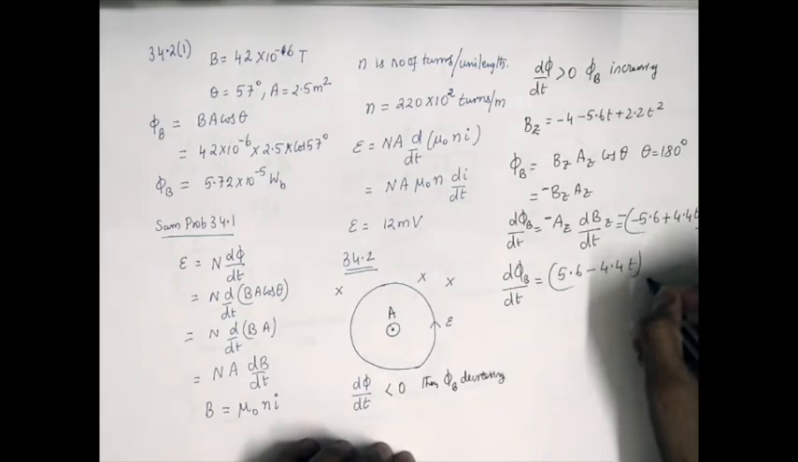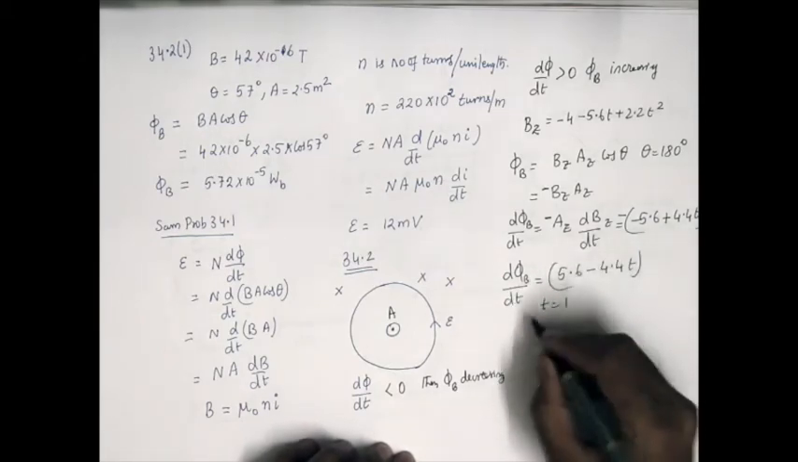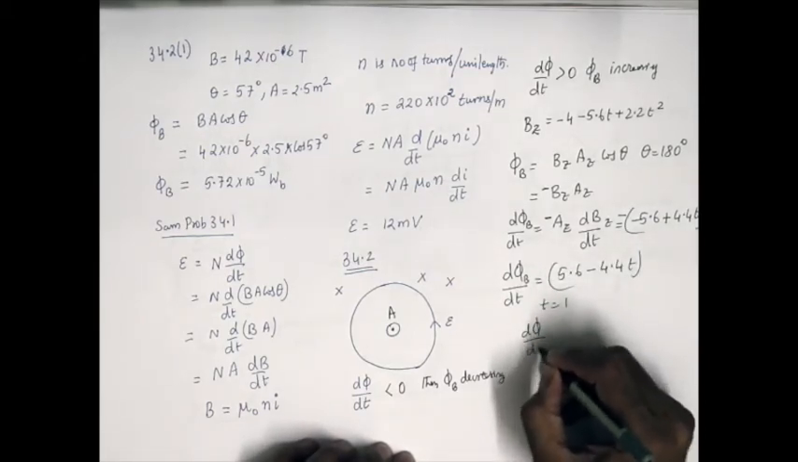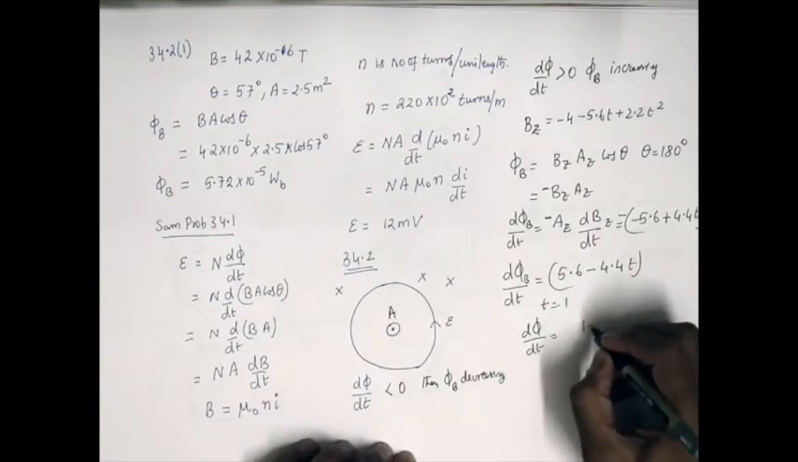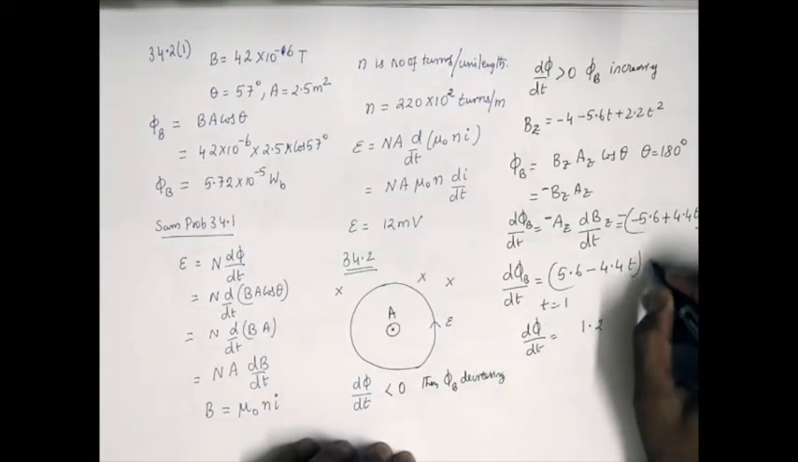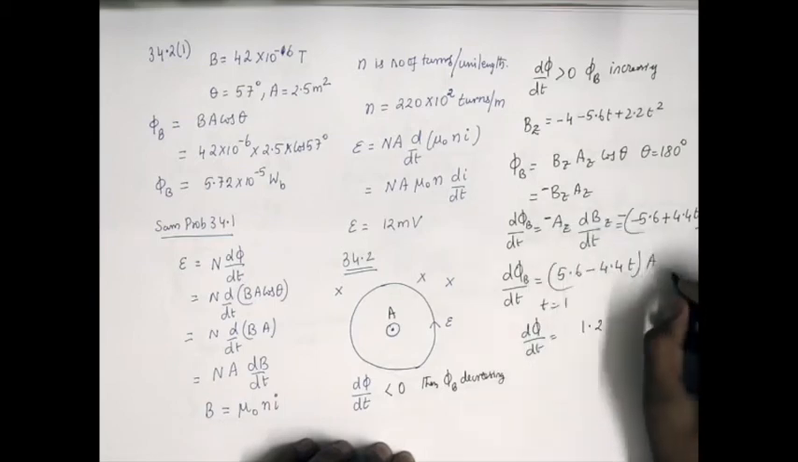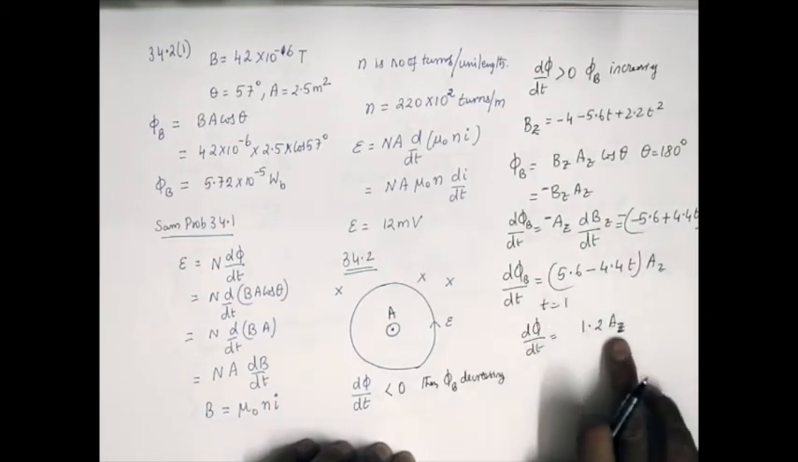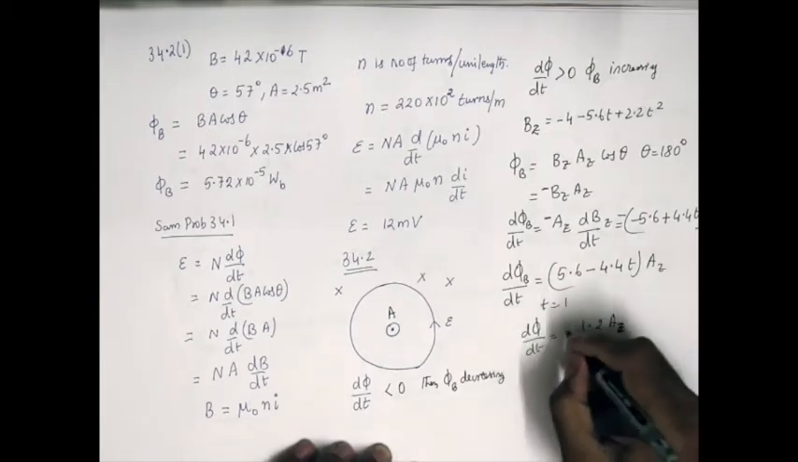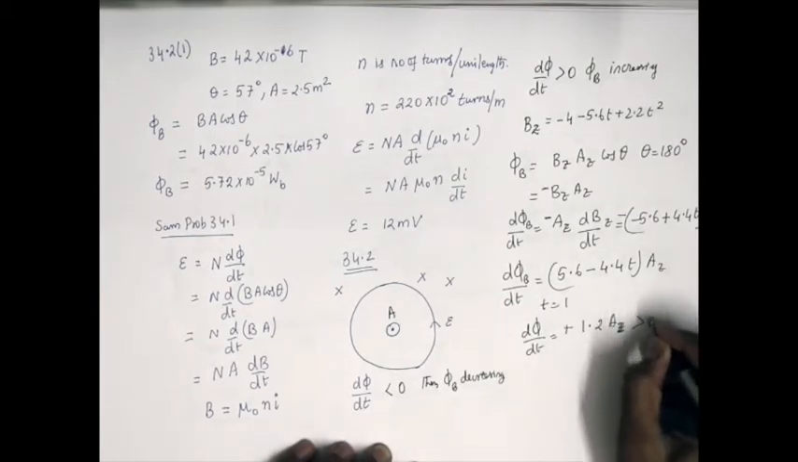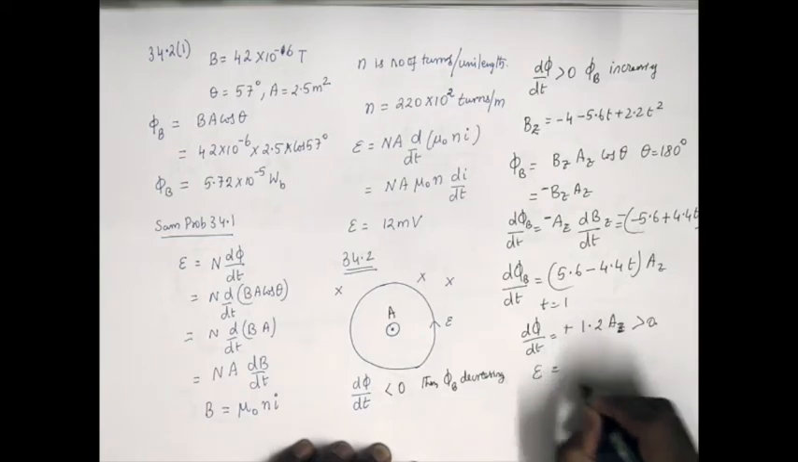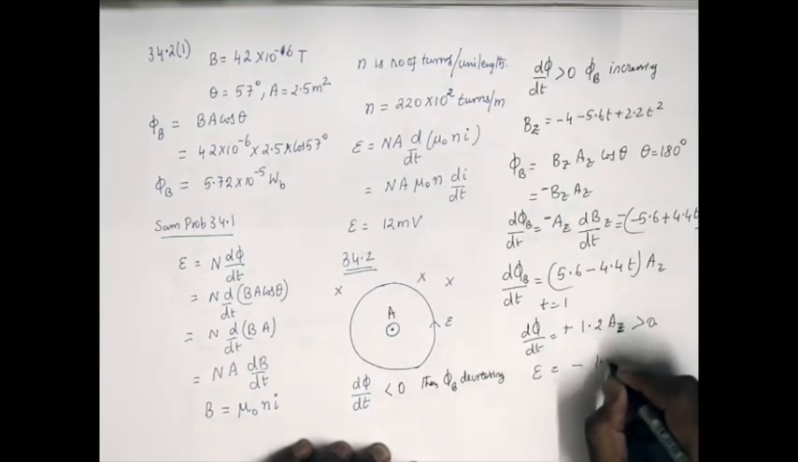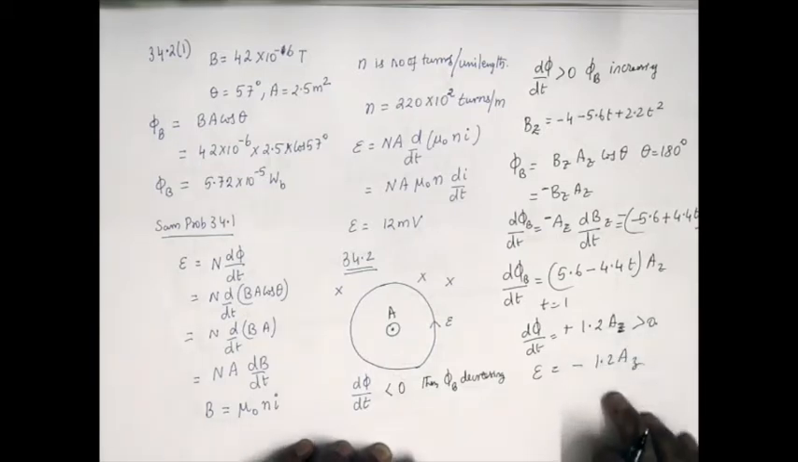If flux is an increasing function, what happens? So let's do this. Let us substitute t equal to 1 second. So you get rate of change of flux as 1.2. There is an area vector here, A of Z. Since area is positive, 1.2 is positive, so this is greater than 0. Therefore, the induced EMF is minus of this. So you will get a minus 1.2 AZ.